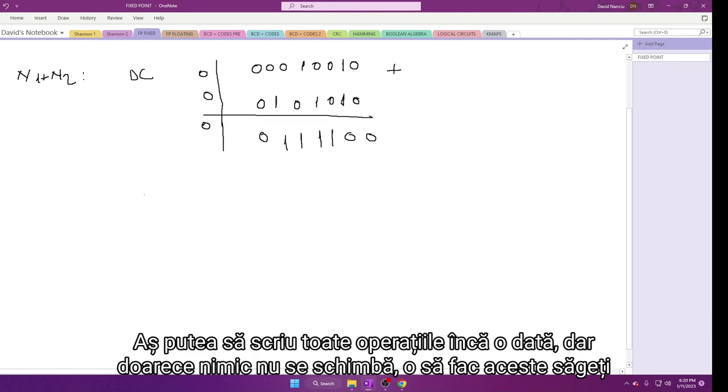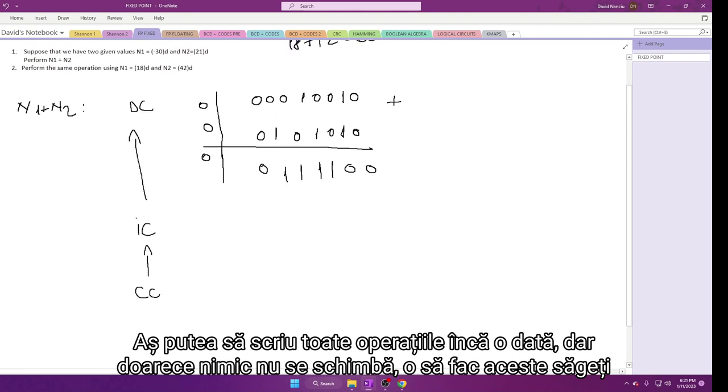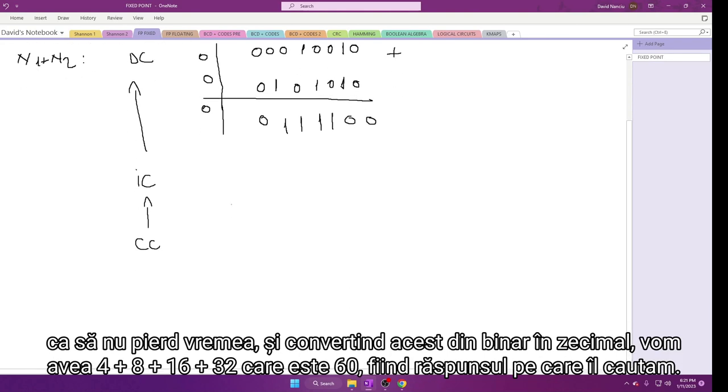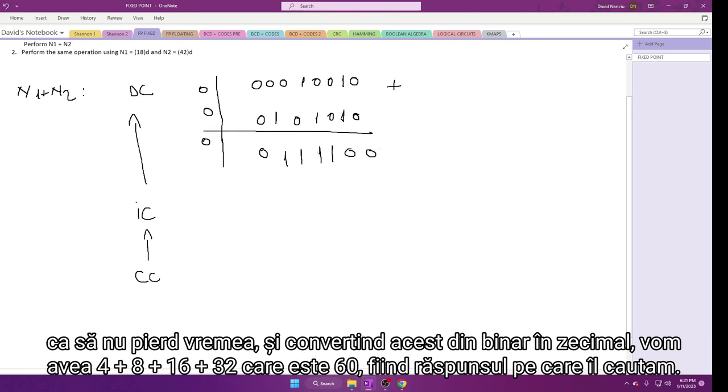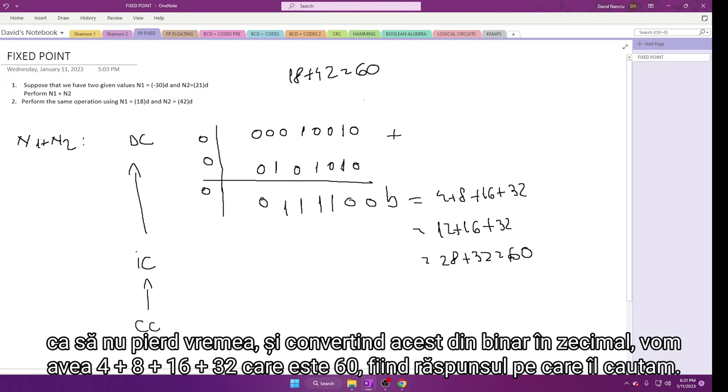So I can basically write all these operations again, but since nothing changes, I will just draw these arrows, so it won't take any longer. Converting this number from binary to decimal will give us a value of 4 plus 8 is 12, plus 16 is 28, plus 32, which is 60, which is the answer that we were looking for.